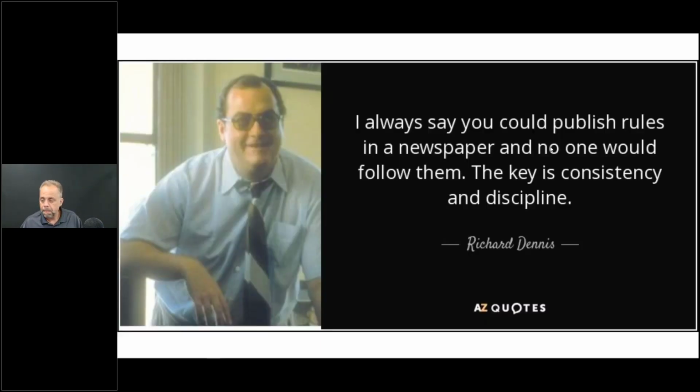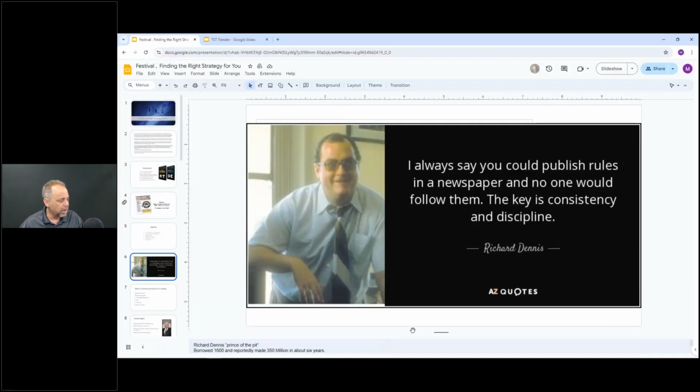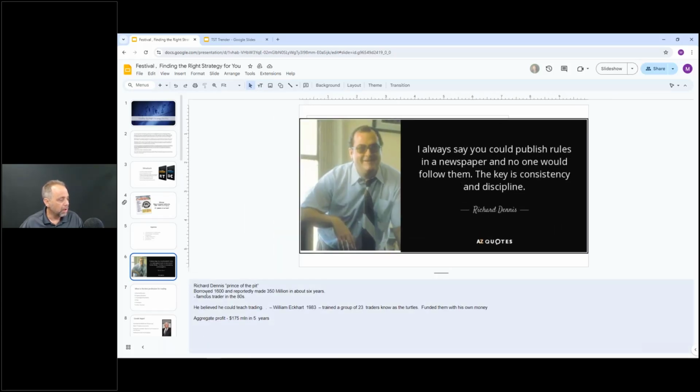Okay. Richard Dennis is the guy on the screen right here. If you don't know who Richard Dennis is, he was nicknamed the Prince of the Pit, a very, very successful, very prominent trader back in the 70s. He was one of the turtle traders. I have some notes here. He borrowed about $1,600 and reportedly made it into about $350 million, and he did that in about 6 years.